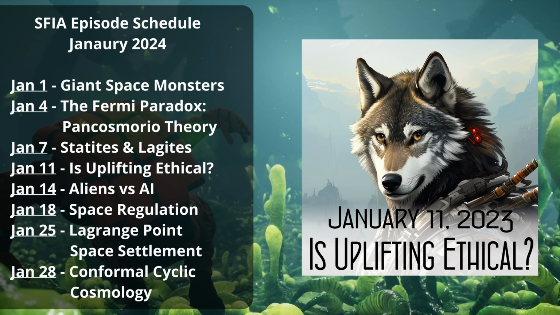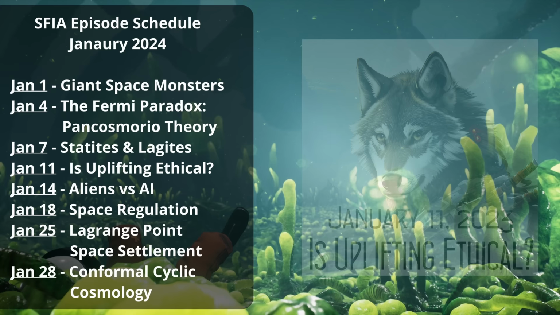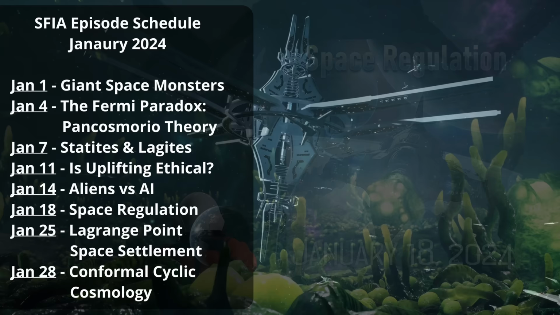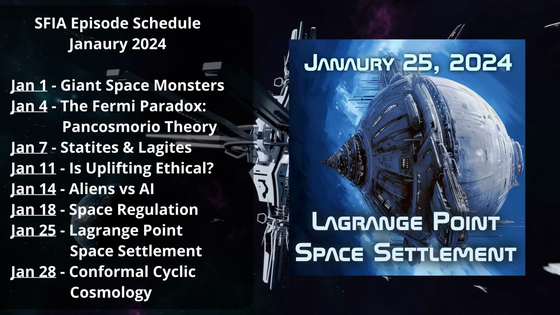Then on January 14th, it'll be time for Sci-Fi Sunday, and a look at two other types of inhuman intelligence, aliens and AI, and which is a greater threat to us, and who would win a fight between the two. And we'll discuss regulating space on January 18th. Then we'll talk about settling all Lagrange points and why a society at L5 would be awesome.